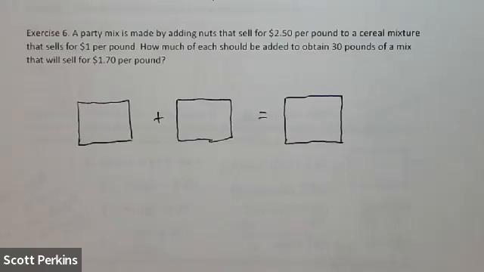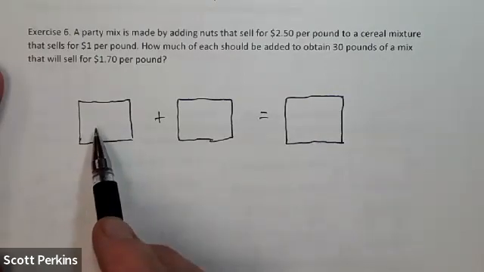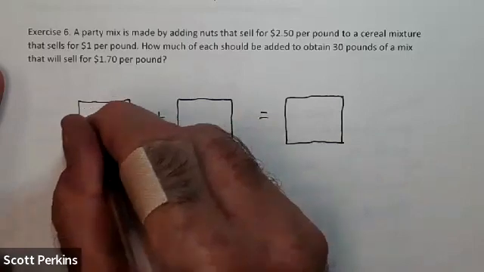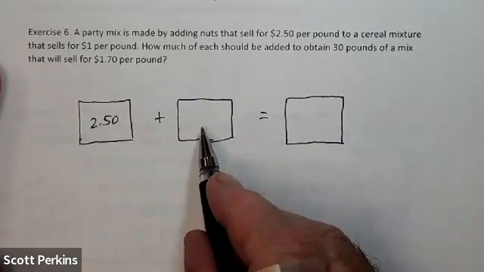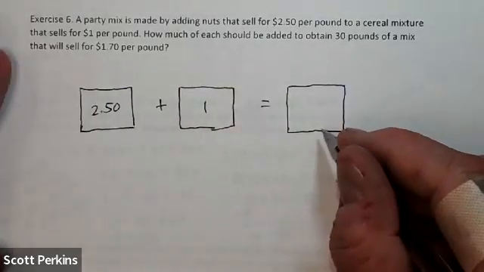All right, so for time's sake, I'm just going to get started. Here we go. A party mix is going to be made by adding nuts that sell for $2.50 a pound to a cereal mixture that sells for $1 a pound. So how much of each should be added to make 30 pounds of a mixture that will be $1.70 a pound? So again, how much does the stuff in this first box cost? Yep, $2.50. How much does the stuff in the second box cost? $1. And then how much does the stuff in the third box cost?